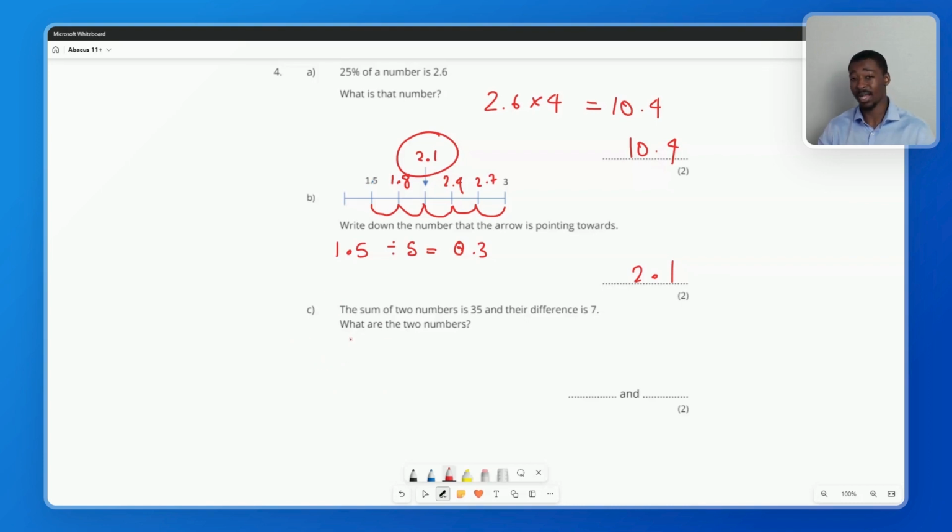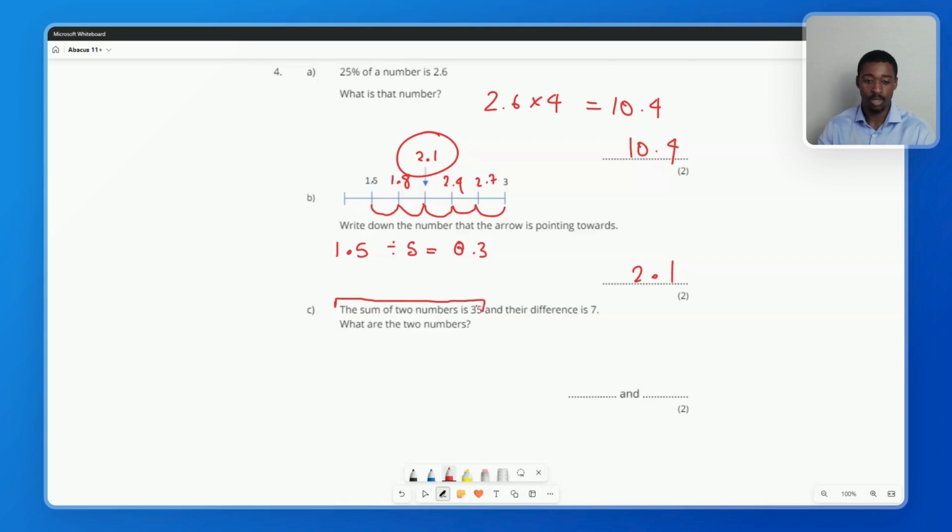Okay, now here for part C, we have a very interesting question. And it's going to require some algebra. Because here we're told the sum of two numbers is 35 and their difference is 7. What are those two numbers? So we have to decode this text and we have to turn it into maths. So the first thing to turn into maths is this first part of the question.